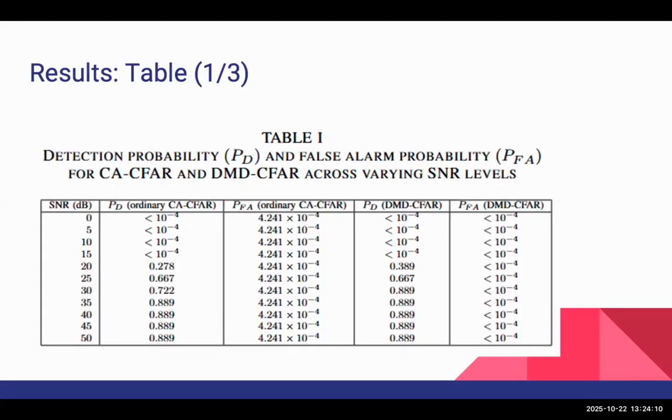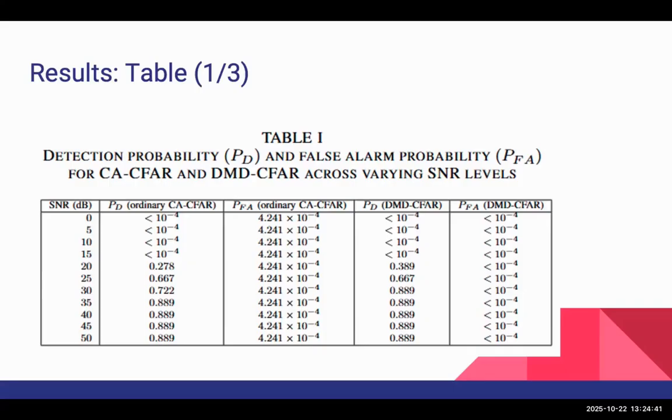So this is an example of the sort of results that we got. This is taken directly from our paper. So at varying SNRs, we looked at the probability of detection and probability of false alarm for both cell averaging CFAR, just the standard algorithm, and DMD CFAR, and we did find an improvement. The improvement for probability of detection, you can see a slight increase there from 0.278 to 0.389, here from 0.722 to 0.889. Otherwise, it was the same.